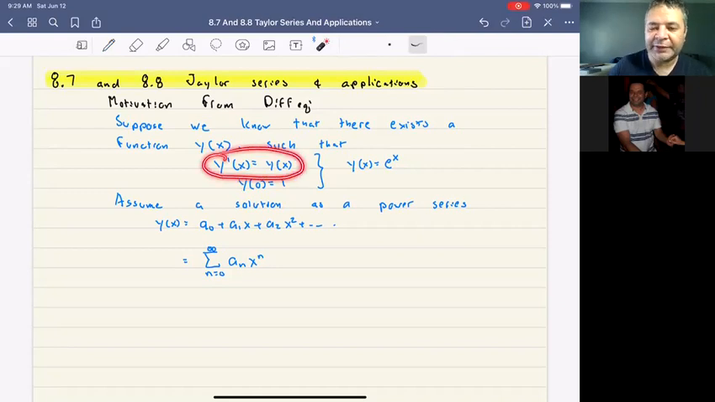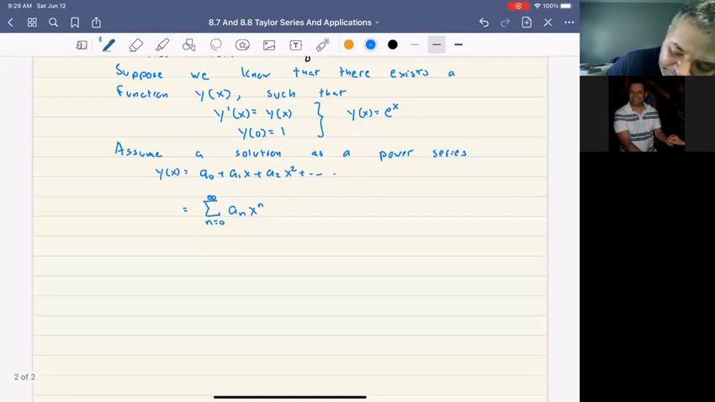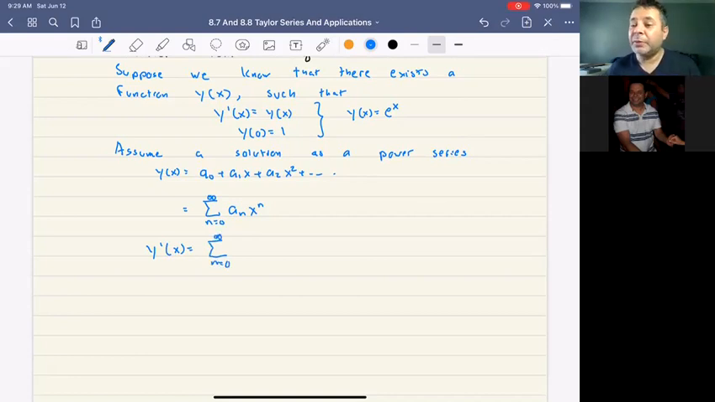y prime of x equals y of x. So let's take our y prime. Now remember, we can differentiate term by term. Okay? So it's just going to be the sum of n a sub n x to the n minus 1. Okay?